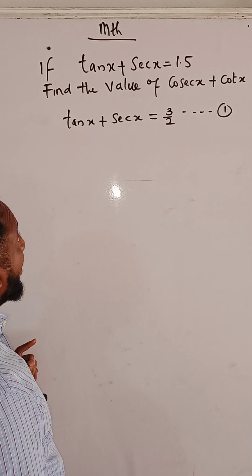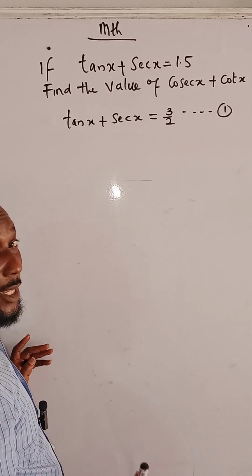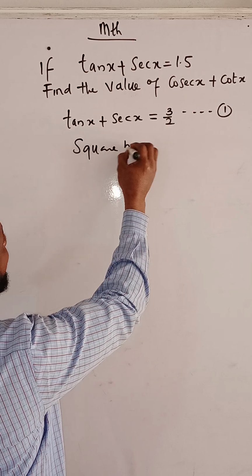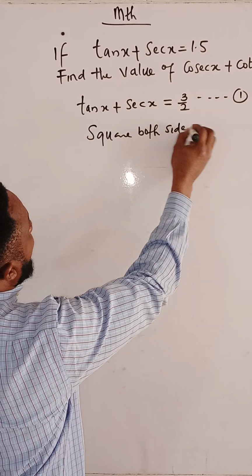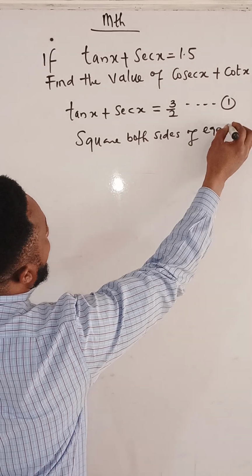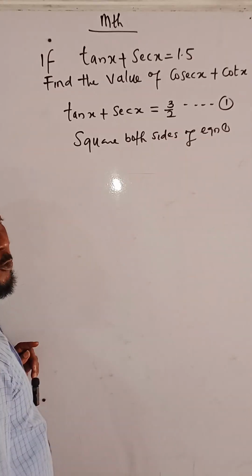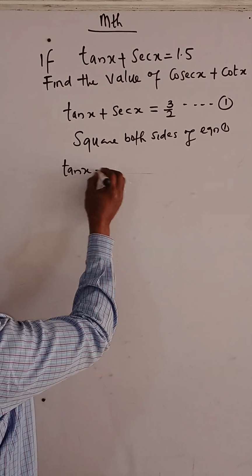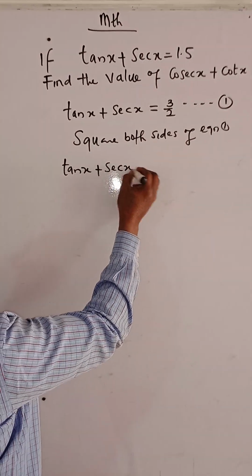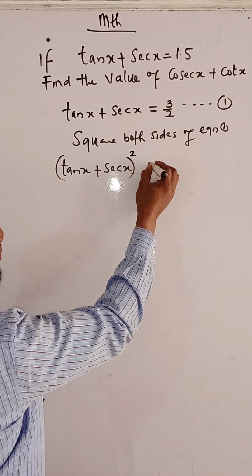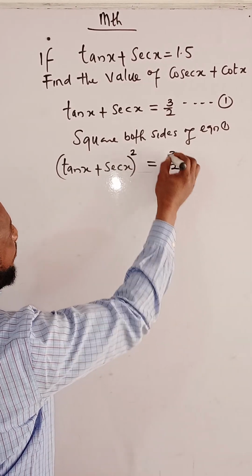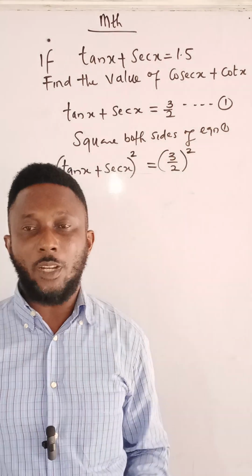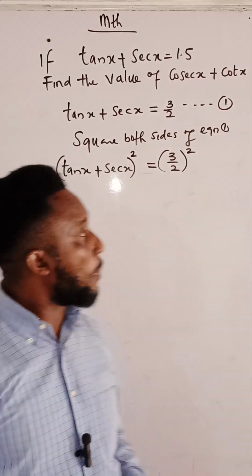So the next option that can get us into something that can help solve the problem is to square both sides. Square both sides of equation 1. If we do that, it means we have (tan x plus sec x) all squared equal to (3 on 2) all squared. This very first step is actually 1 mark. It is an external exam.